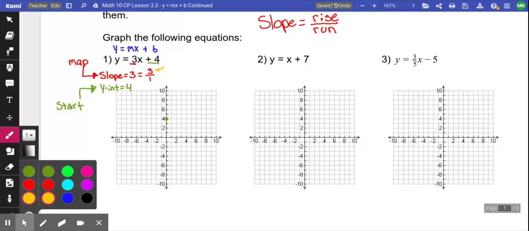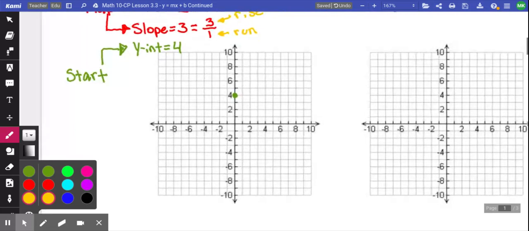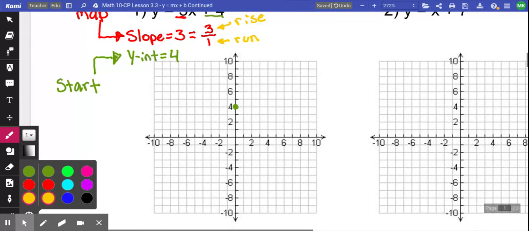I need to rise 3 and run 1. So if I imagine that, if I go up 3, so 1, 2, 3, and then run 1, I would have my next point.